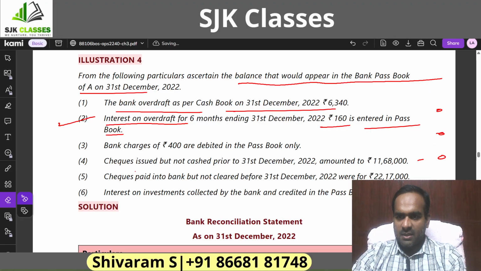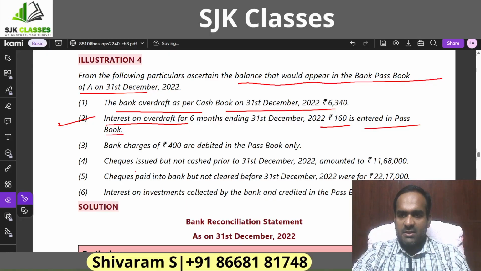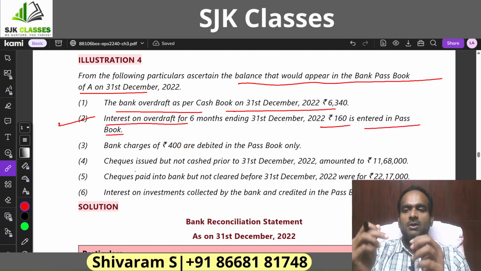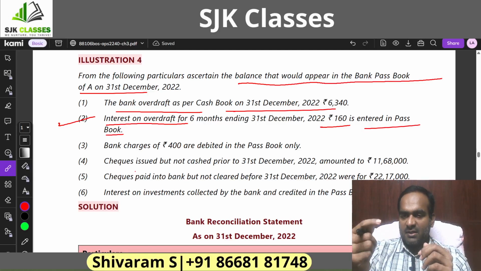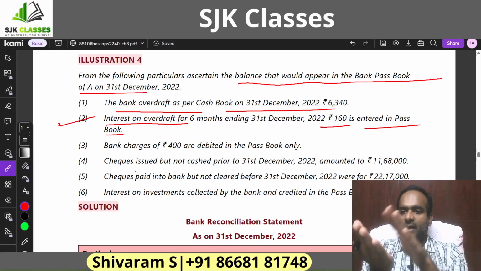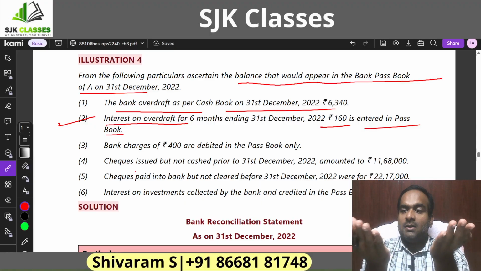So let's get started here. What is given to us? In this case, it's a case of interest on overdraft, meaning it's interest on loan. Interest on loan is a payment. So the first point is receipt or payment. It's a payment here. And in which book is the impact? The impact is there in the passbook. So what happens? Left hand is cash book, which has a negative balance. Right hand is passbook. Now this is a further payment.